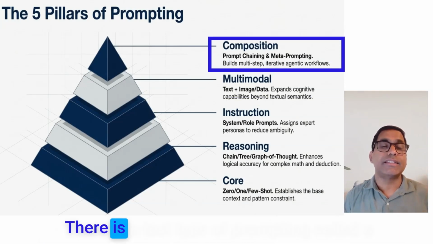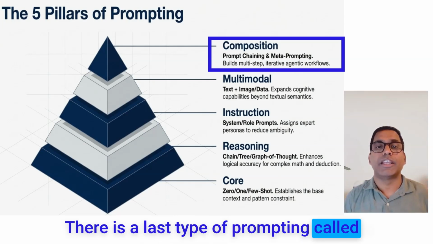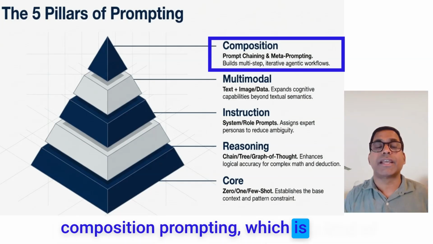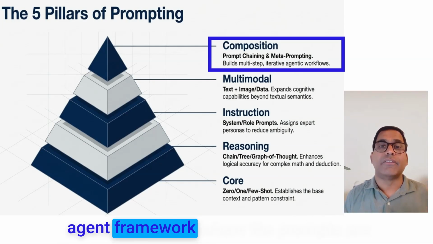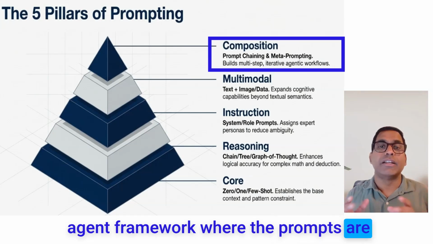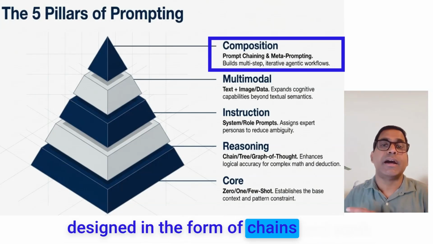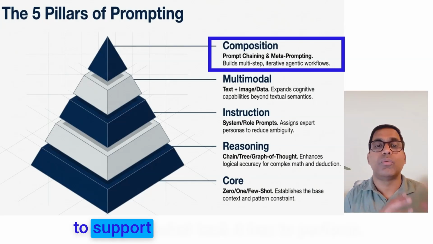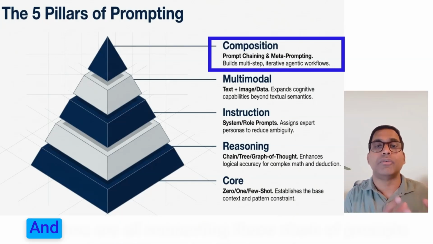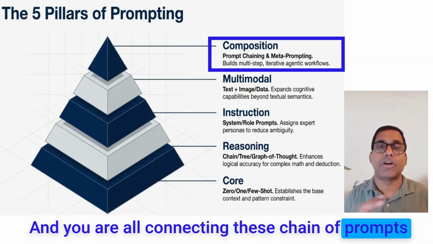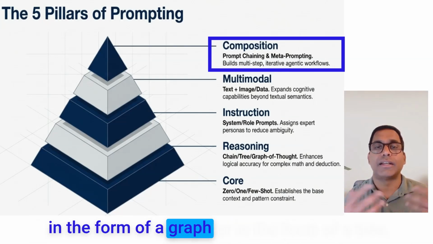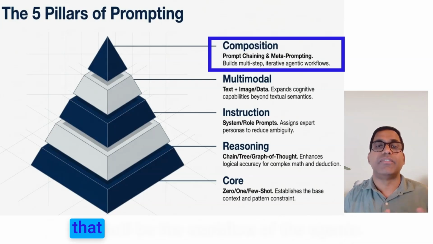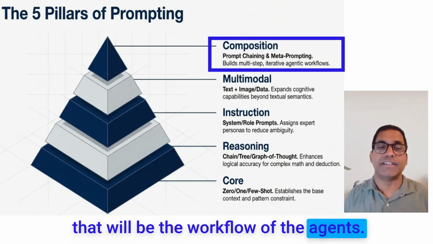There is a last type of prompting called composition prompting, which is a kind of agentic framework where the prompts are designed in the form of chains, and each prompt might have meta information to support what task it has to perform. And you connect these chains of prompts in the form of a graph, or in the form of a tree. That will be the workflow of the agents.